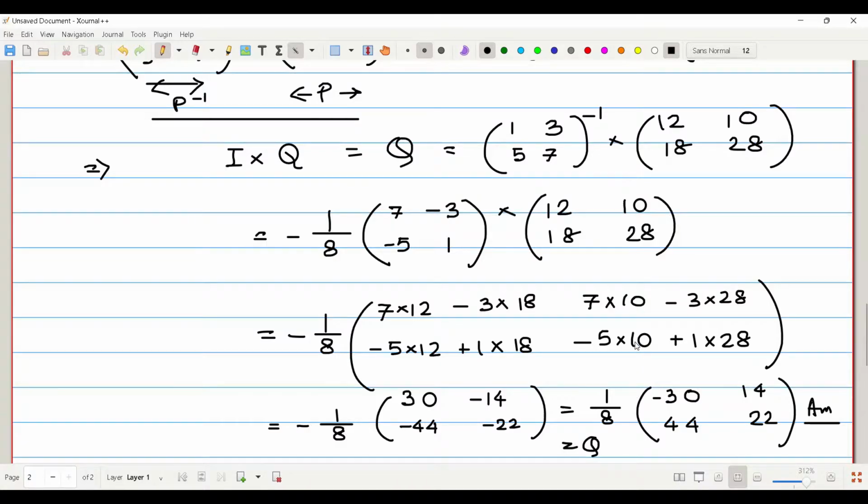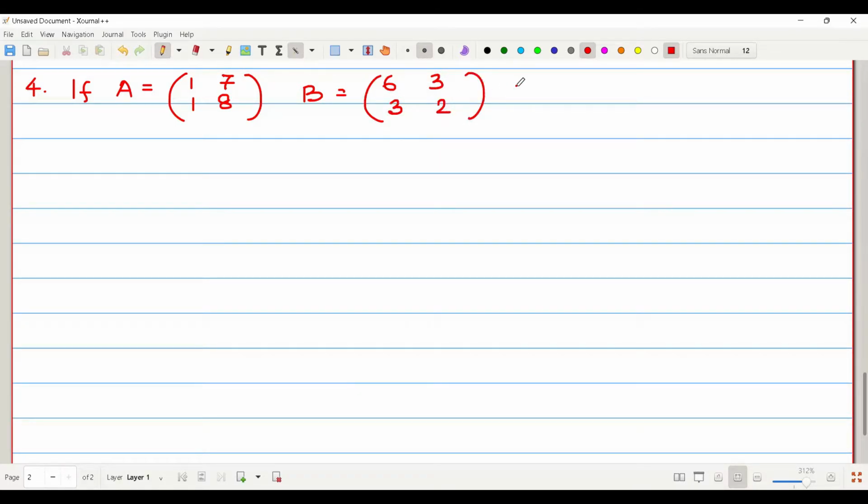Now proceeding to the fourth problem. Let's first check what the problem is. Question number 4. If the matrix A is [1, 7; 1, 8] and B is given as [6, 3; 3, 2], verify that (A cross B) whole inverse is equal to B inverse into A inverse.